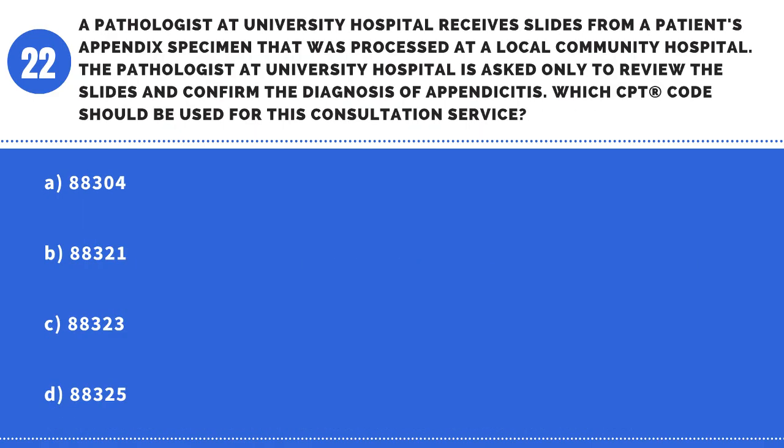Question 22. A pathologist at University Hospital receives slides from a patient's appendix specimen that was processed at a local community hospital. The pathologist at University Hospital is asked only to review the slides and confirm the diagnosis of appendicitis. Which CPT code should be used for this consultation service? A. 88304. B. 88321. C. 88323. D. 88325.